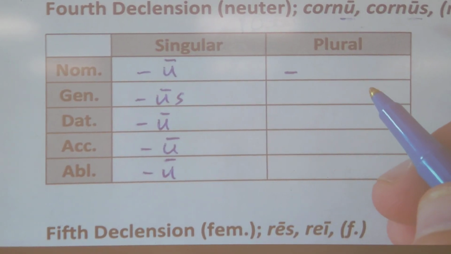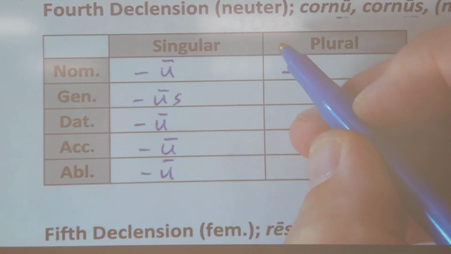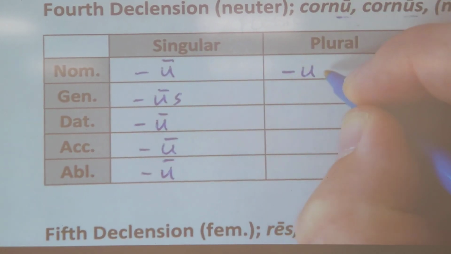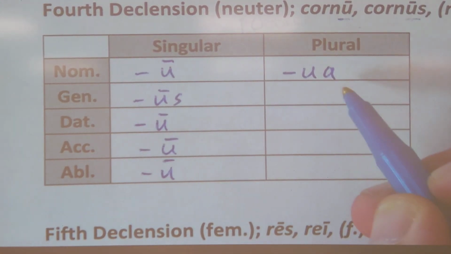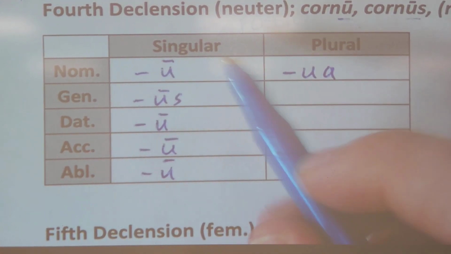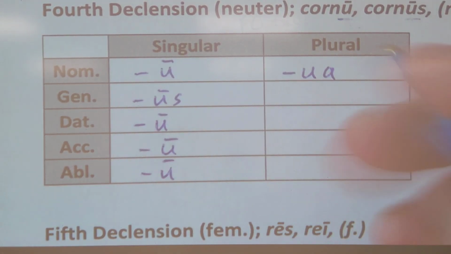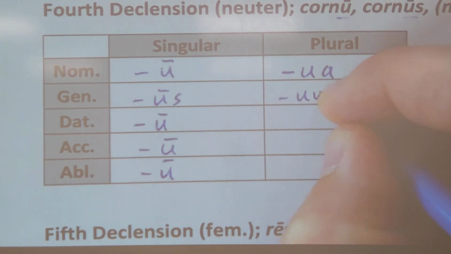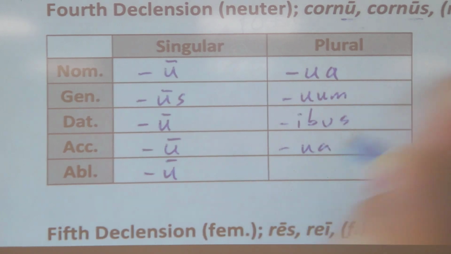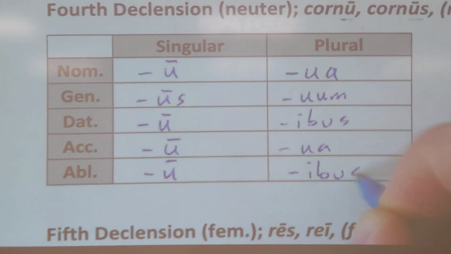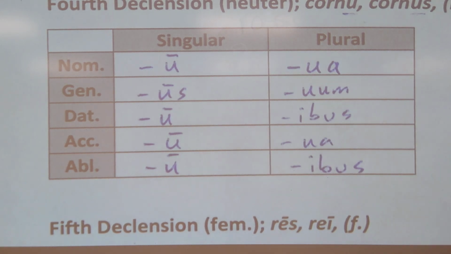Now, for the plural, for the neuter of fourth declension, again, at this point, you kind of start seeing how a lot of these sets of endings have stuff in common. It's neuter, so you may have noticed in the third declension as well as the second for neuter, there's always a short a here, and same thing with fourth. So we go ua, uum, ua, ibus, ua, ibus. Okay.